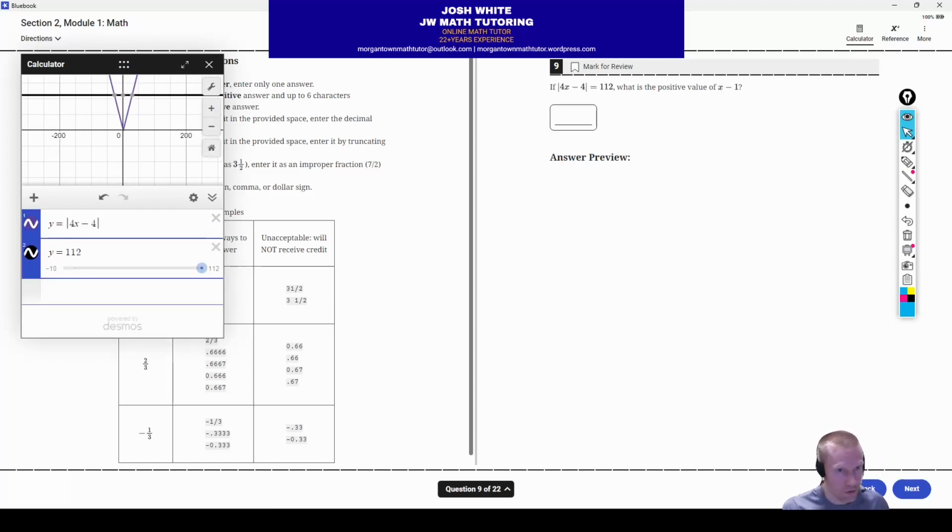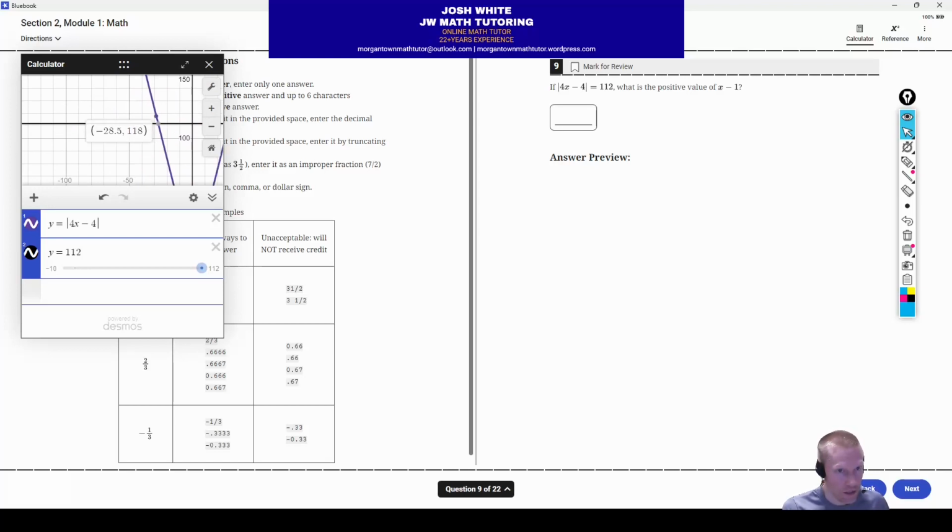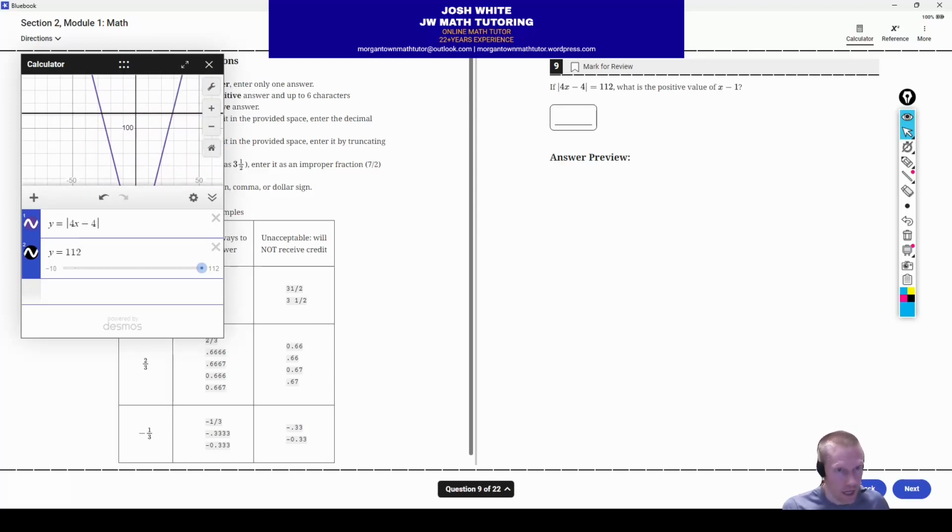This one, of course, I'm going to zoom out. There we go, a long way. Okay. And now I'm just looking for the intersection points. The intersection points are going to be the solutions. So I either have 29 as an x solution or negative 27. So here it says, what is the positive value? So obviously I want the 29. So if x is 29, that's not the answer because we want 29 minus 1. So the correct answer for this is going to be 28.